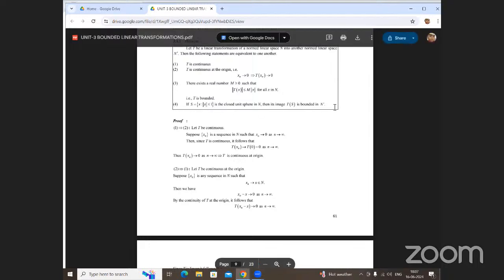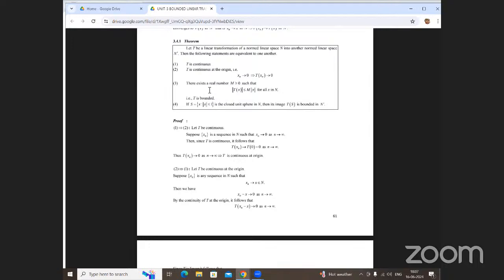T of s is in N dash. So T of s is also bounded in N dash. This is the statement, student. Now this theorem is repeated a number of times here. Don't think otherwise, because it is one of the more important and finest theorems in bounded linear transformations. Each and every theorem you must refer to, then you can easily understand the entire part of functional analysis. There is no doubt.